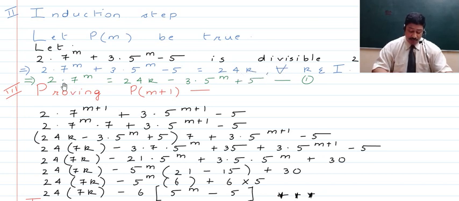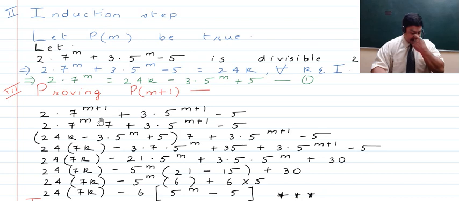right? And further then, one of the difficult entities, that is 2 into 7 raised to the power m, can be written as, by making it the subject of the equation, 24k minus 3 times 5 raised to the power m. This dot symbolizes multiplication, right? And minus 5 taken to the other side is going to become plus 5, right? So further, guys, here we have the value of 2 times 7 raised to the power m. If you wanted, you could have even made 3 times 5 raised to the power m the subject of the equation, as this is an equally problematic term, right? Next, now we have to prove Pm plus 1, where in place of m, now we'll be substituting m plus 1, right?